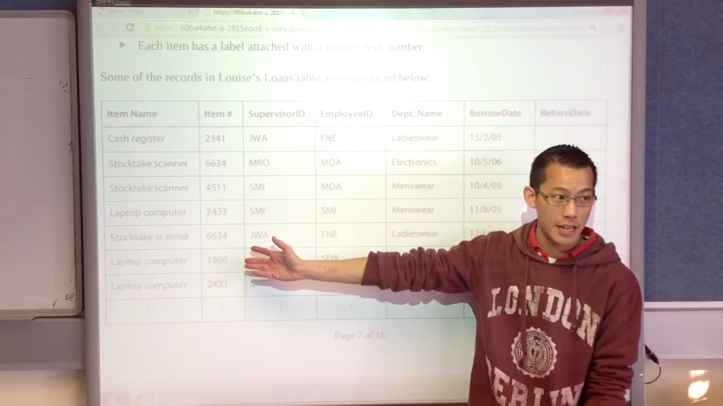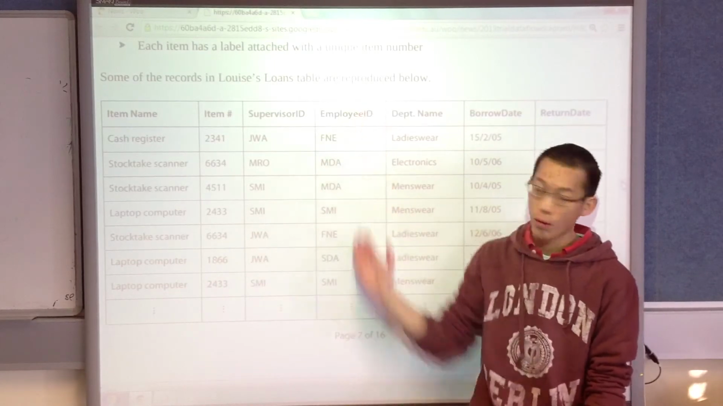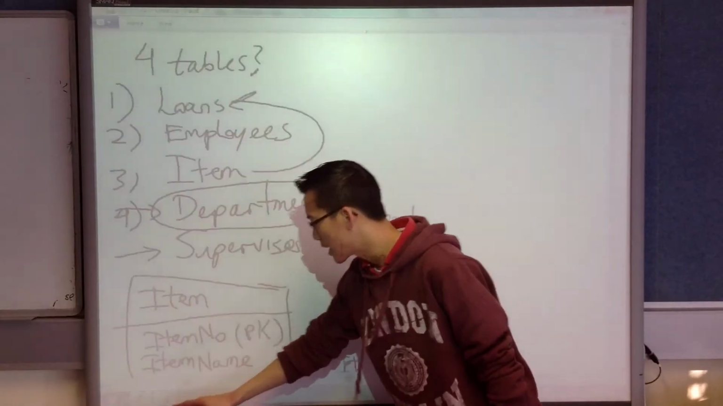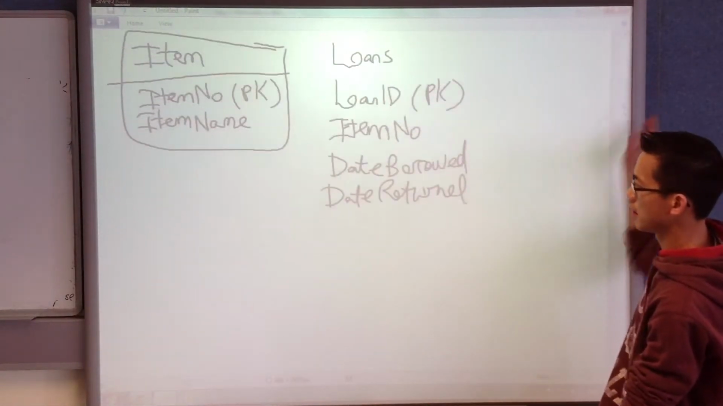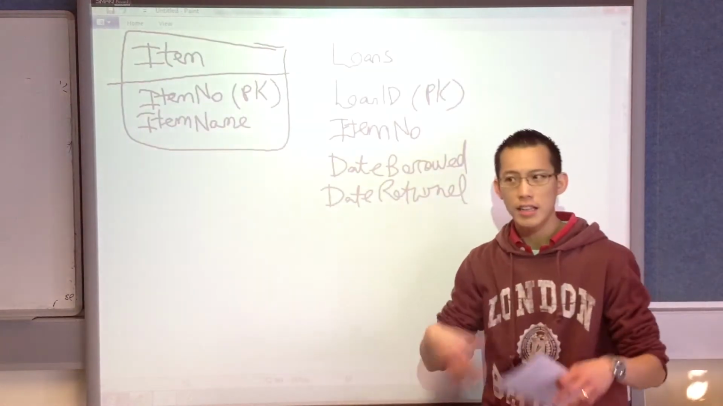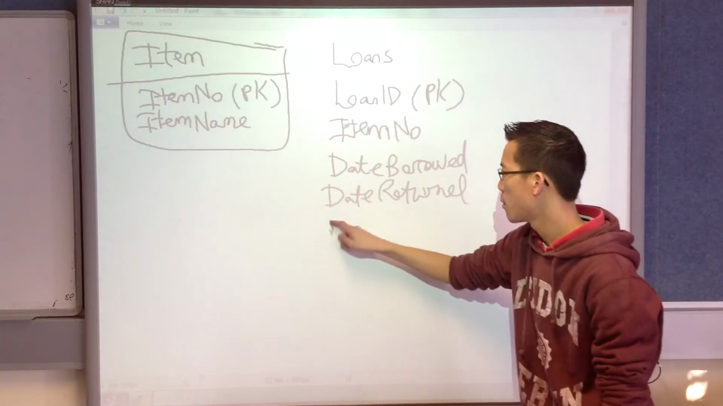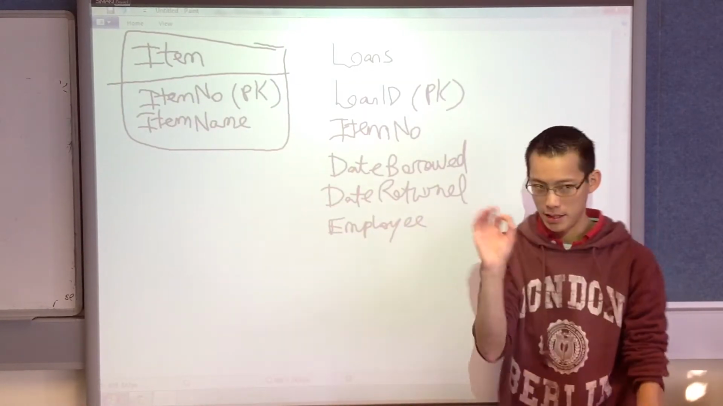Probably the supervisor ID might be important in case that person's not around. This will be the go-to person. But I reckon employee is probably the best option there, even though you could probably go either way. That's not a critical error, by the way. If you put supervisor here, or department here, you're still getting the general idea. You still have the destination for where this item has gone. But probably employee is a more specific kind of person.